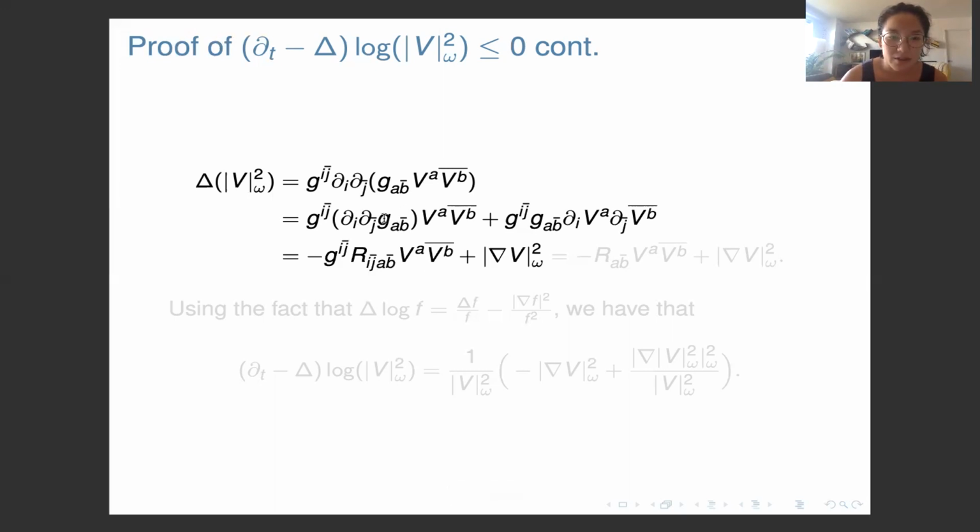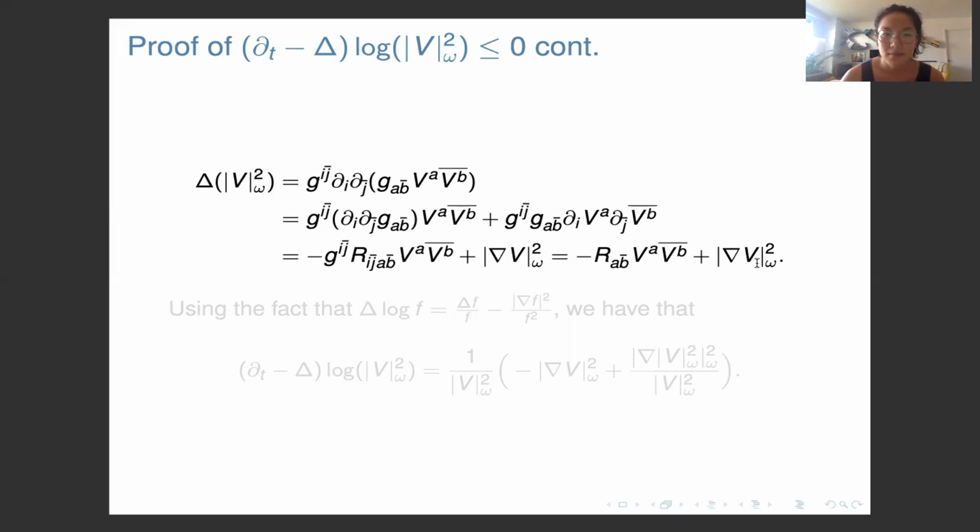From there, you can just compute things. ∂_i ∂_j̄ of g_{ab̄} is in fact just equal to the curvature tensor written out in this way, because we're working in the Kähler setting and in local coordinates that are normal. This last part can be rewritten as just |∇V|². And once you trace over the curvature this way, you in fact just get the Ricci curvature against this, plus this term.